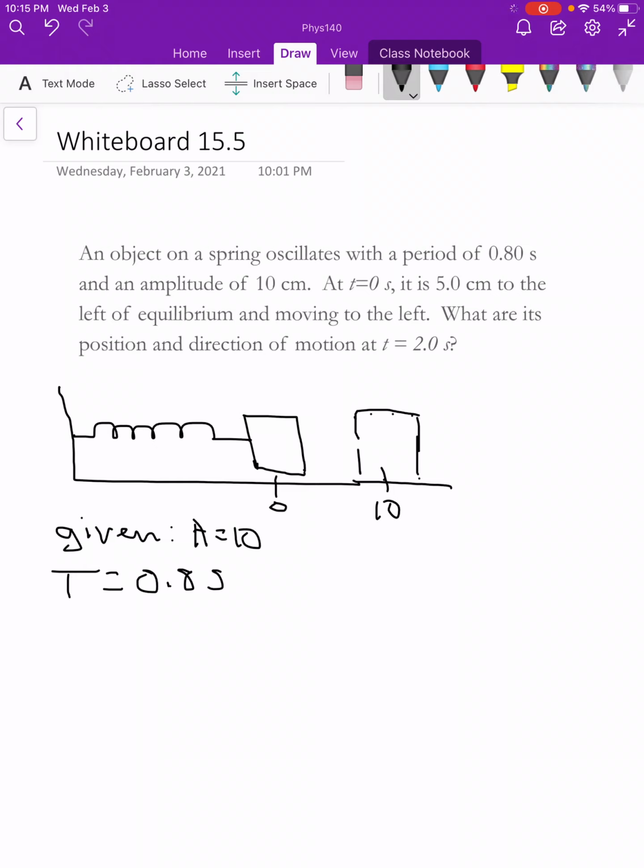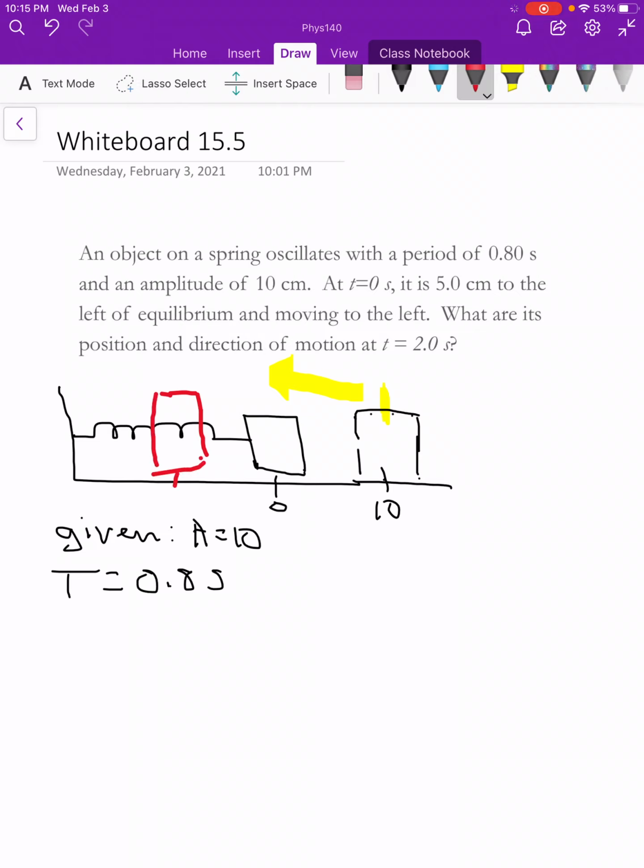Okay, so it's telling me then that at t equals 0 seconds, it's 5 centimeters to the left of equilibrium and moving to the left. If you think about this, when I originally set this up, this was my position here, and I imagine I pull this block back and I'm holding it at this position. And when I let it go, it's going to be moving to the left. But in this case, it's actually moved along, it's still moving to the left, but my block, say, is here.